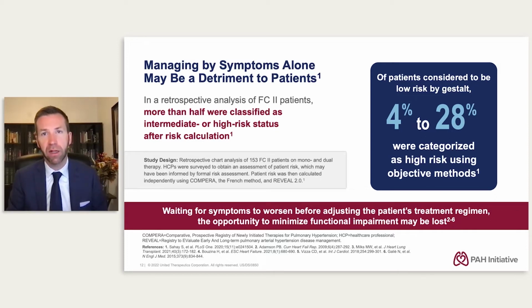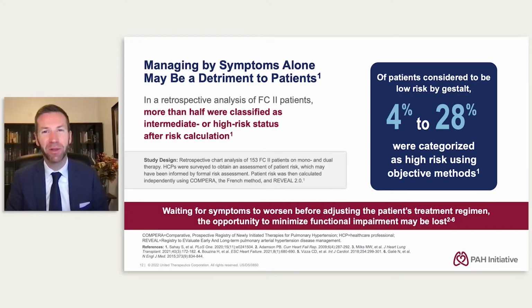In a retrospective analysis of functional class 2 patients, more than half were classified as intermediate or high risk after risk calculation. In this study, a retrospective chart analysis of 153 functional class 2 patients on 1 or 2 drugs, the healthcare providers were surveyed to obtain an assessment of patient risk, which may have been informed by formal assessment. Patient risk was then calculated independently using COMPERA, French Registry, or REVEAL 2.0.